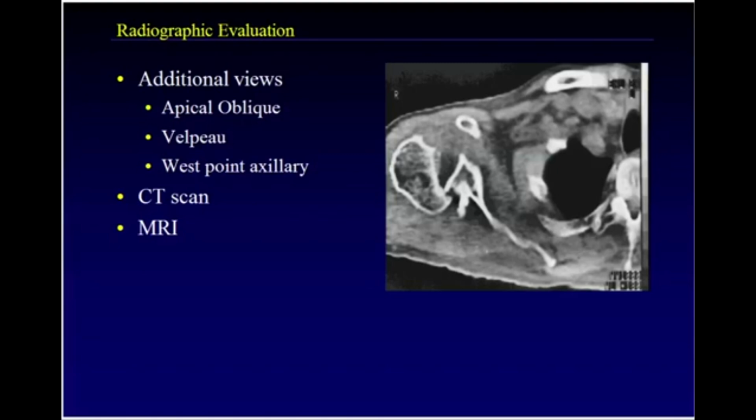Additional views can include the apical oblique or the West Point view. A CT scan can be very helpful in these fractures to define the fracture anatomy and plan your surgical treatment. And if you have a suspected occult fracture of the proximal humerus, again, an MRI with a T1 weighted image would be the diagnostic procedure of choice.